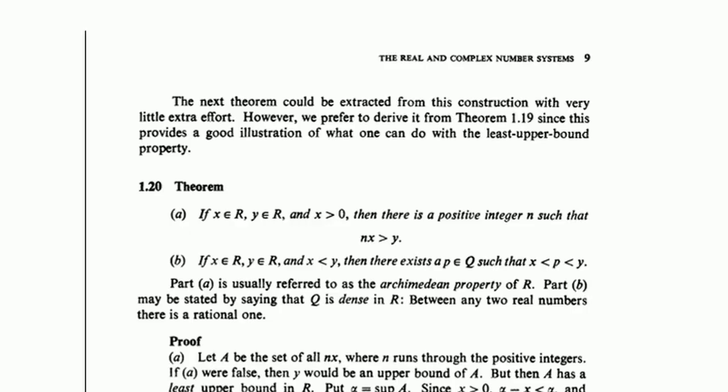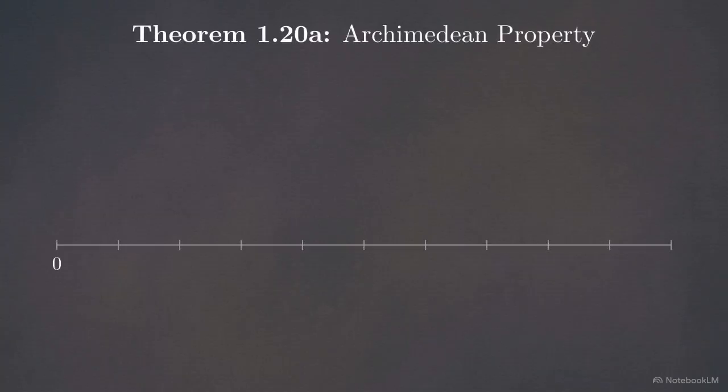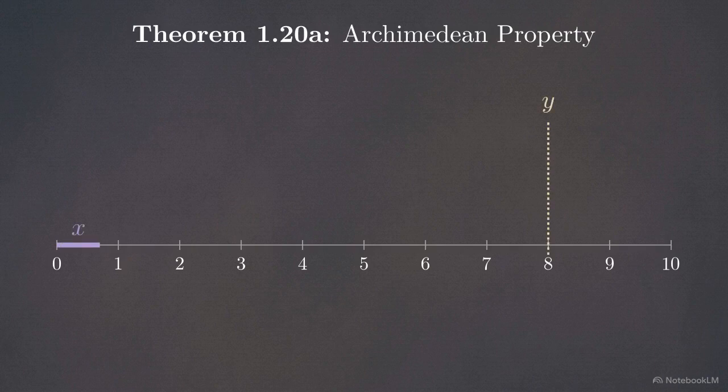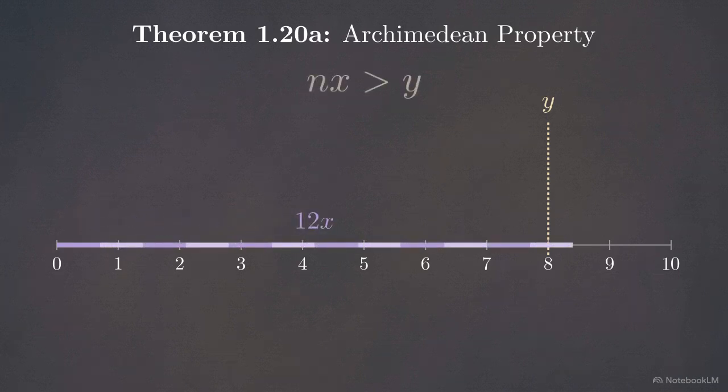Enforcing the completeness axiom determines the specific scale and density of the real field, leading to the consequences detailed in theorem 1.20. Part A establishes the Archimedean property. It states that no matter how small a real number x is, and no matter how massive a real number y is, you can always multiply x by a large enough integer to eventually surpass y. This proves there are no infinitely small or massive real numbers. The entire field is measurable.